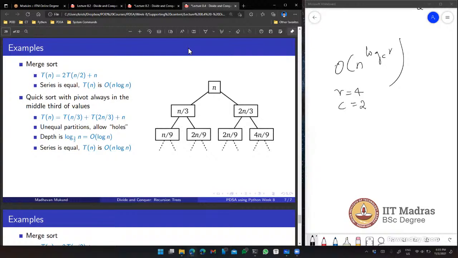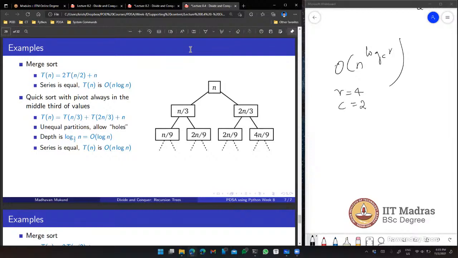Yes, here we do not have the same kind of thing, right? In each node, the value is different. So how can I put the R value and C value?